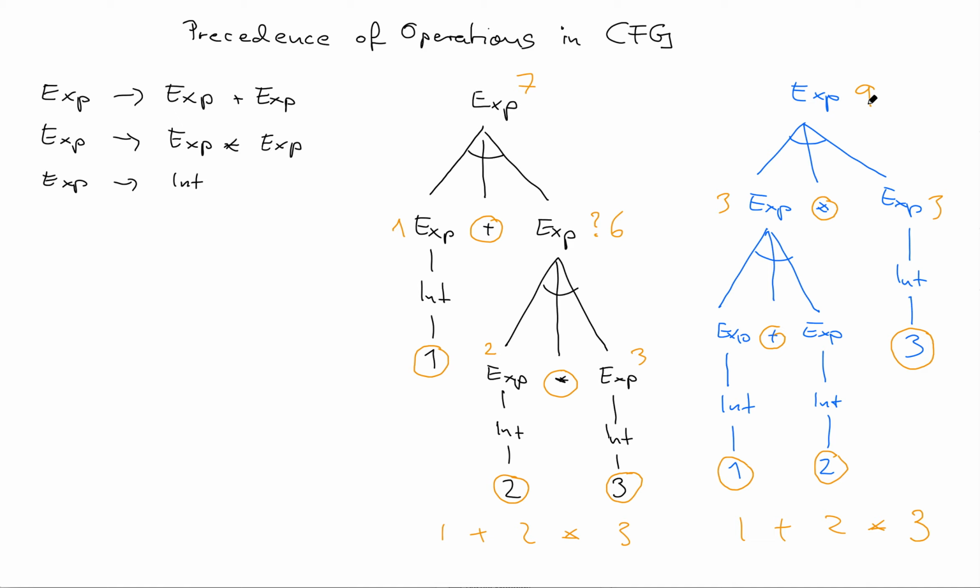So one of the trees is a good tree, the black tree is the good tree, and the blue tree is the bad tree. And the question is, how can we rule out the bad tree? So let me put this question here: how to rule out the bad, which is the blue tree.